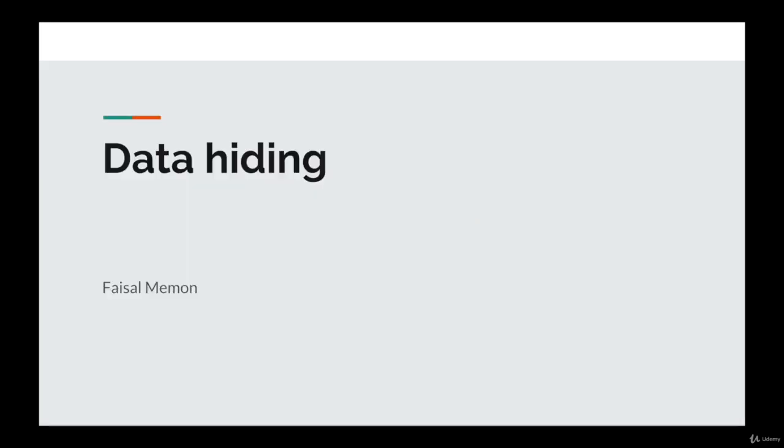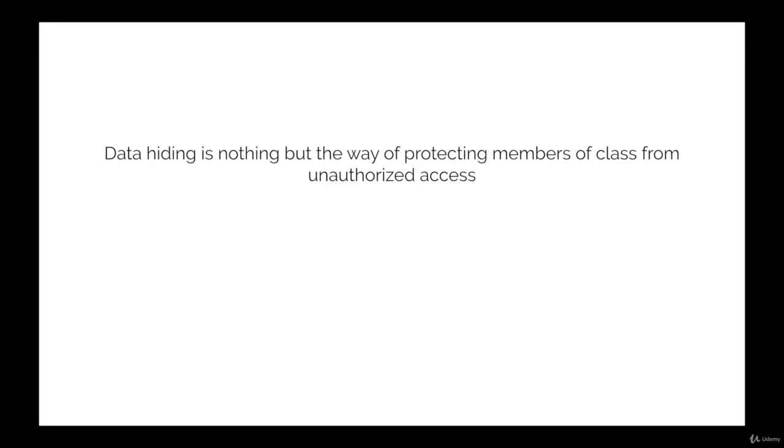So in this lecture we are going to understand what is data hiding in Java. So let's get started. So data hiding is nothing but the way of protecting members of class from unauthorized access.